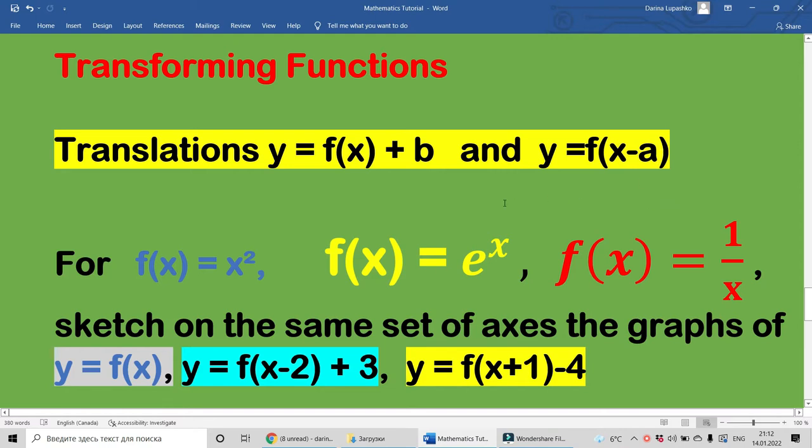So, we have a problem. For the functions f of x equals x squared, f of x equals e to the power of x, and f of x equals 1 divided by x, we have to sketch on the same set of axes the graphs of y equals f of x, y equals f of x minus 2 plus 3, and y equals f of x plus 1 minus 4. Okay, let's do it.